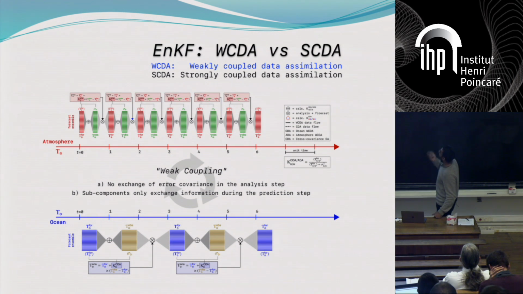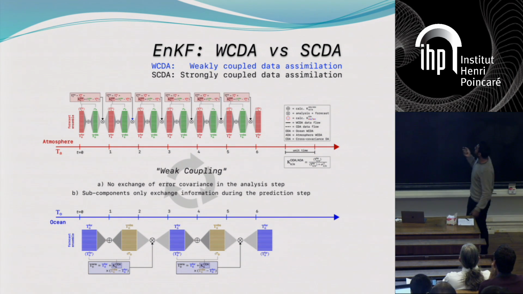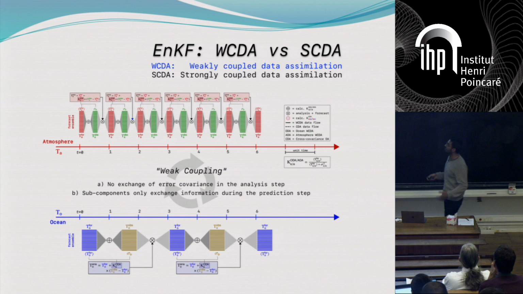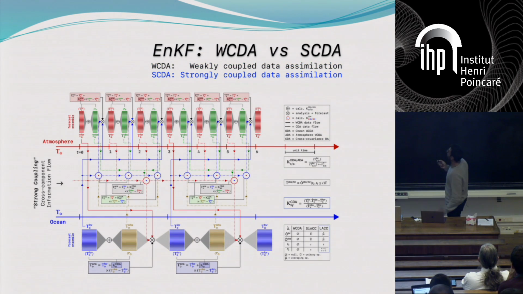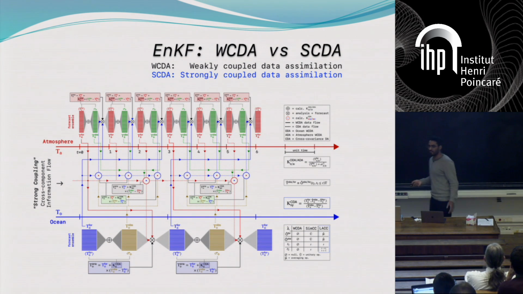So in the weakly coupled case, this DA happens here, this DA happens in parallel, and the only information that these two components share is during the prediction step through a flux exchange. The strongly coupled DA, in contrast, has this process in the middle where you have the exchange of information from atmosphere to ocean and ocean to atmosphere.